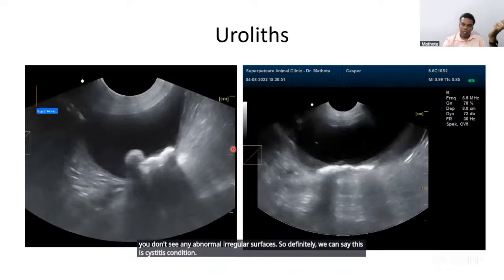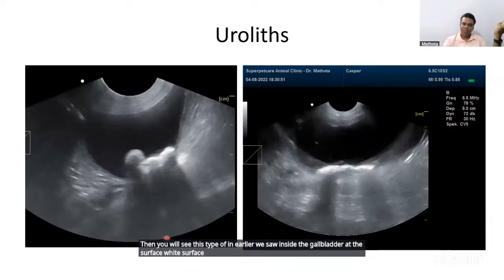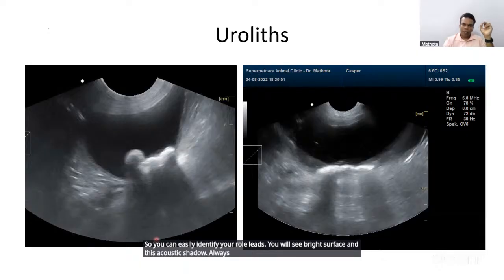Then you will see this type of image. Earlier we saw inside the gallbladder, a bright surface, then we have an acoustic shadow. This is uroliths. So you can easily identify uroliths. You will see a bright surface and this acoustic shadow. Always this artifact, the acoustic shadow artifact, is used to identify urolith.